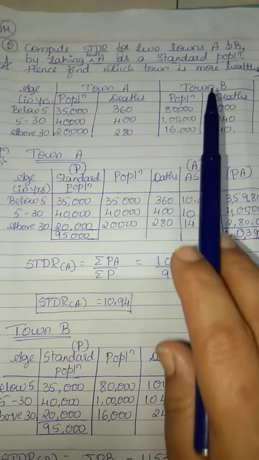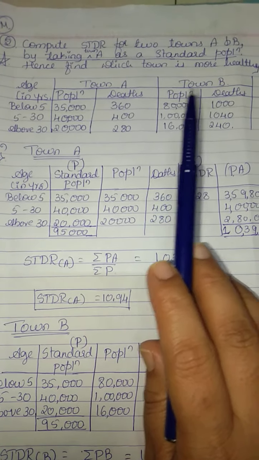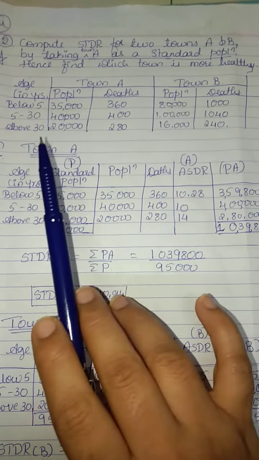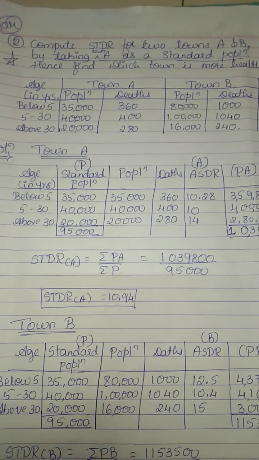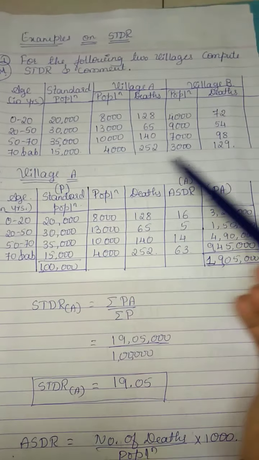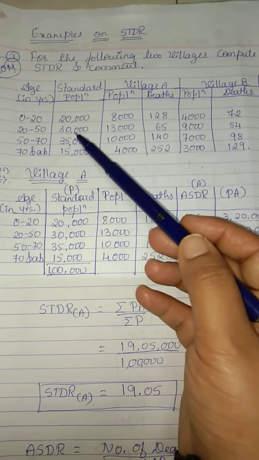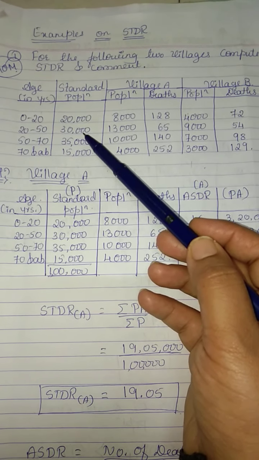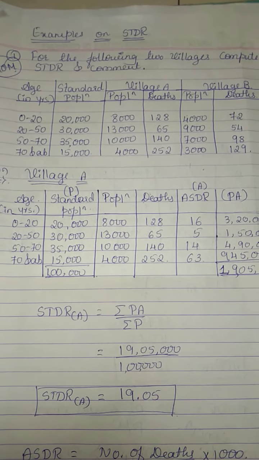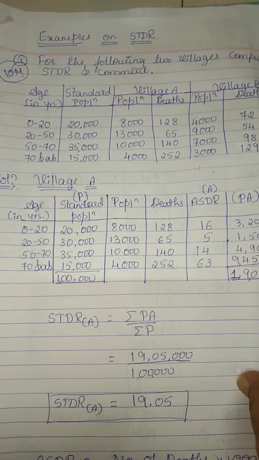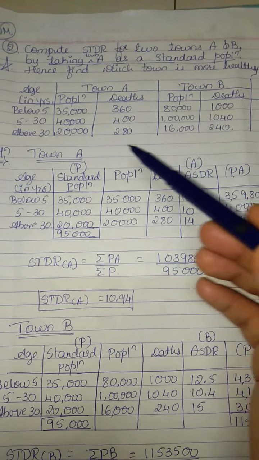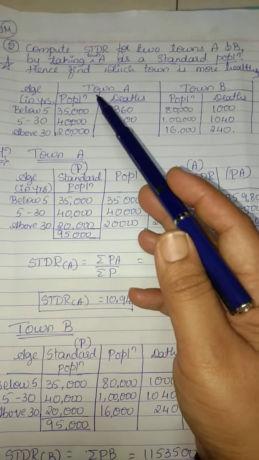This is very important. If you practice some examples it will be very easy for you. The remaining calculation is the same as we have done here. See here, they have given the standard population. I have written the whole question here. This is the previous example, and village A and village B have two different data sets. The only change in the next example is they have not given the standard population column separately. You have to write the standard population here.